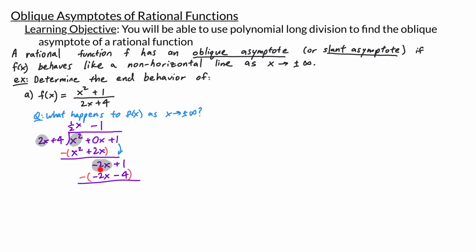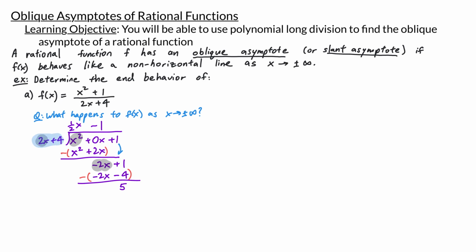If we have negative 2x and we subtract another negative 2x, those two things are going to cancel out. If I have 1 and I subtract -4, the double negatives turn this into a +4. So we have 1 plus 4, which gives us 5. Now, there are no more terms in the dividend for me to carry down, so we're done with the long division process. We now have all of our components.